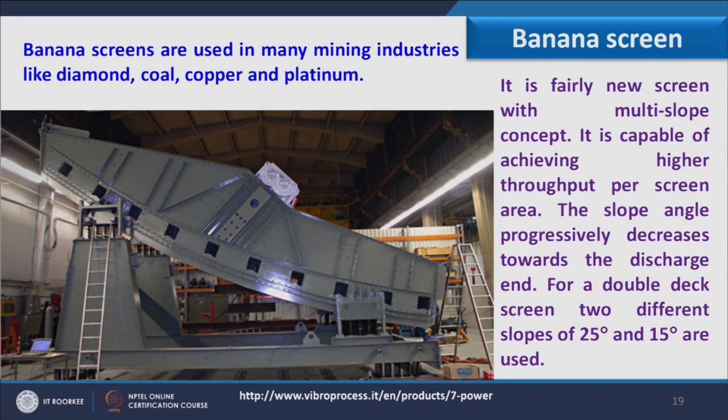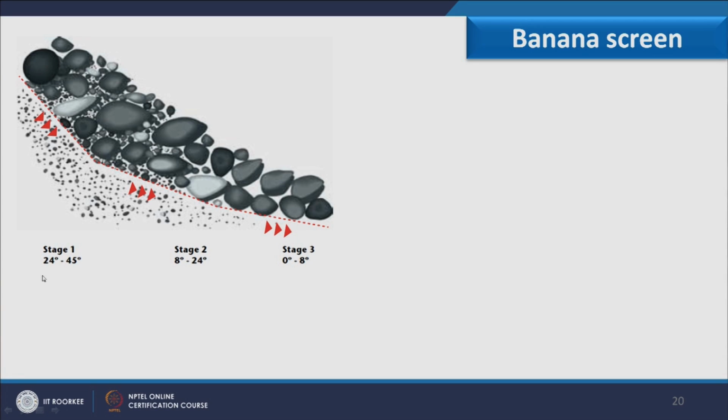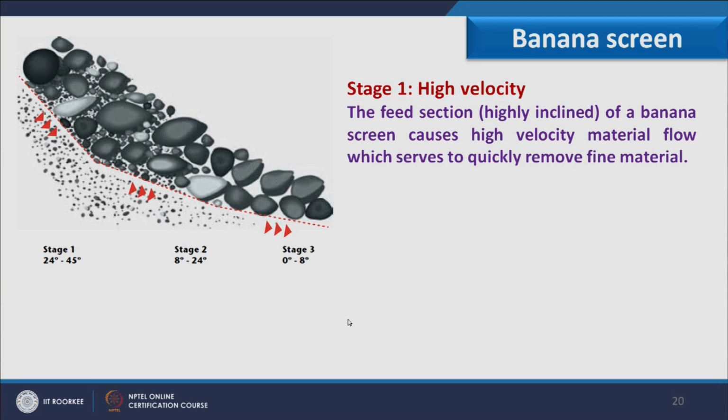For a double deck screen, two different slopes of 25 degree and 15 degree are used. When we consider the top section, it has more slope. As the material keeps moving downward, the slope keeps decreasing. The banana screen basically has 3 stages. Stage 1 where 24 to 45 degree is maintained, stage 2 where 8 to 24 degree is maintained, and stage 3 where 0 to 8 degree inclination is maintained.